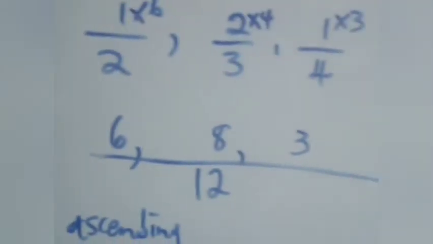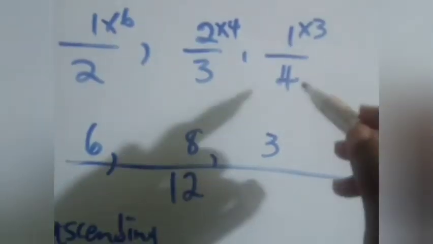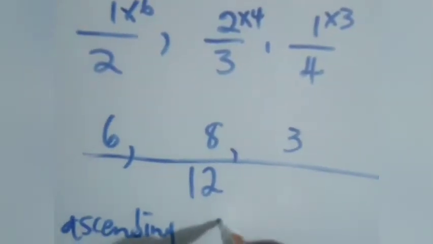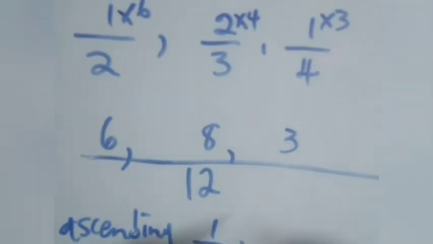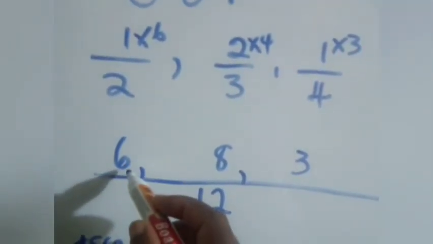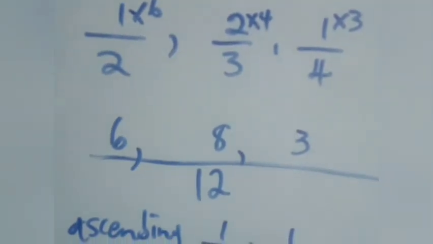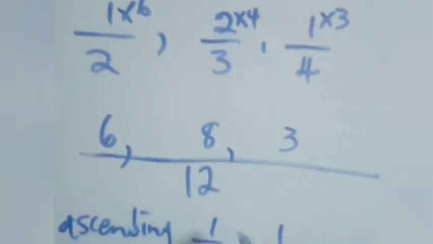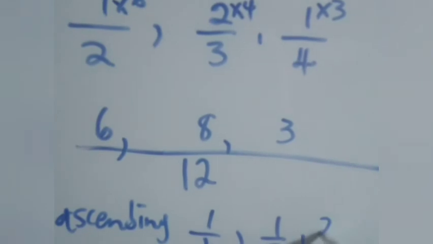So if we are asked to arrange in ascending, it will be the smallest first. Now the fraction with the smallest value would be 3, right? So that fraction is a quarter. The second value is 6, and that is a half. And the last, obviously, will be 2/3, the largest.